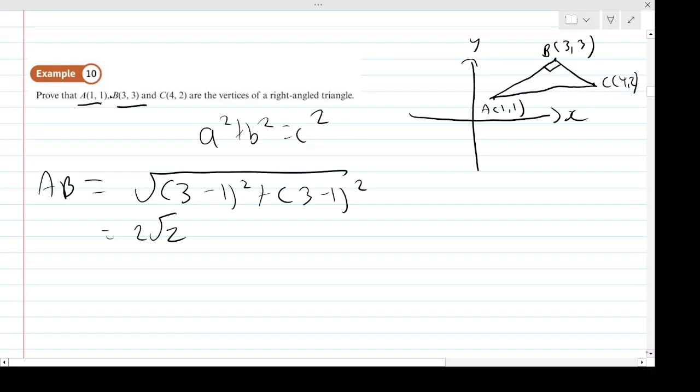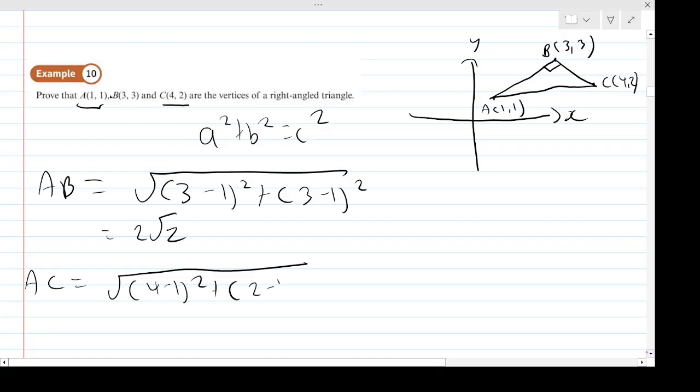Okay, then what about another side? Let's do AC. Again, that's the distance between points A and C. So the change in x is 4 take away 1 all squared, and the change in y is 2 take away 1 all squared. Put that in the calculator, you should get root 10. There we are.